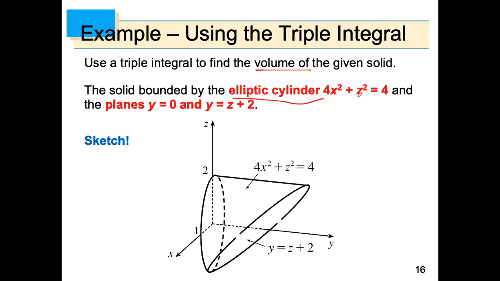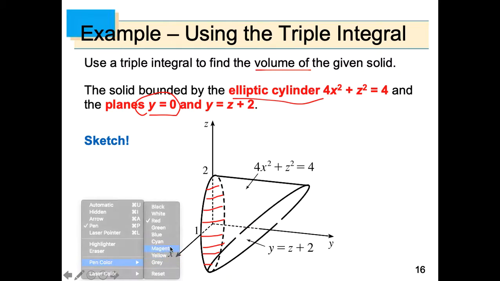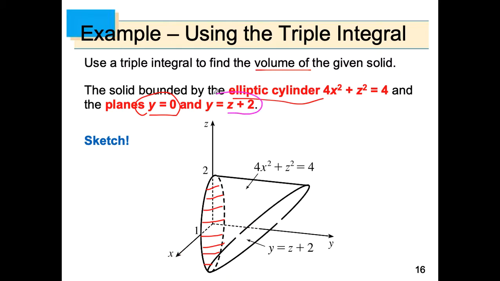Notice that I have no value of y, so you can just draw a cylinder going in the positive and negative y direction, but it's obviously being cut off here by the plane y equals 0, because y equals 0 represents this little circle on the back end here. So that's cutting that off, right? And then this plane y equals z plus 2 is literally just the line y equals z plus 2 cutting across into the x-axis, and that's represented by this guy here.